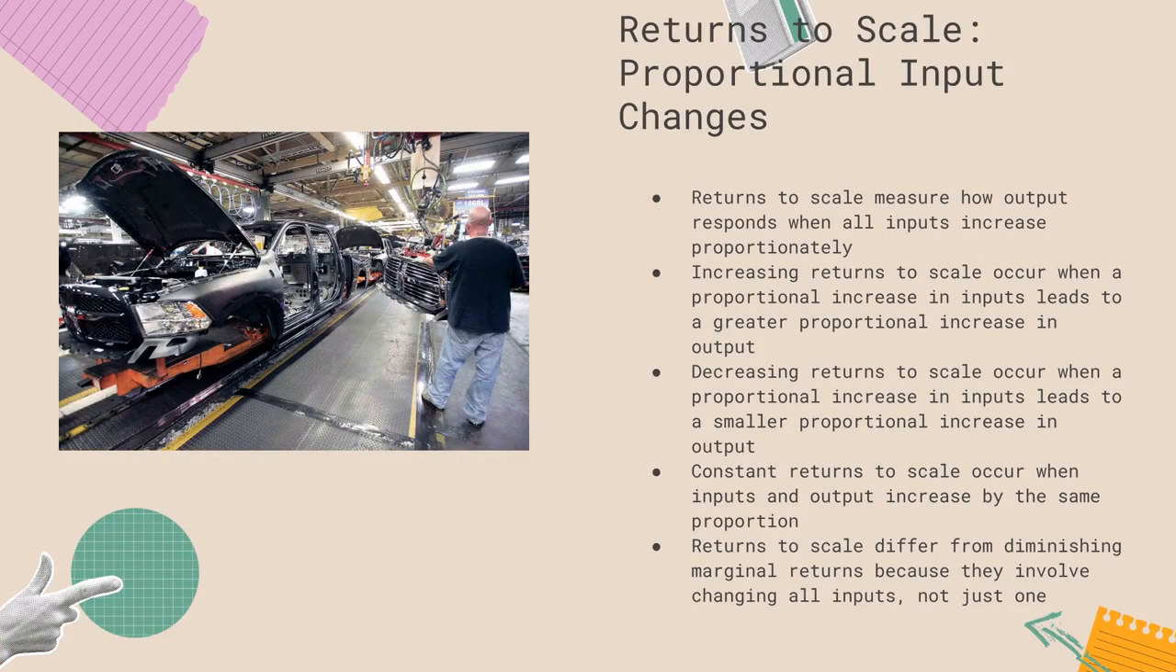Returns to scale measure how output responds when all inputs increase proportionately. Returns can be increasing, decreasing, or constant. This differs from diminishing marginal returns as it involves changing all inputs, not just one, to scale production.